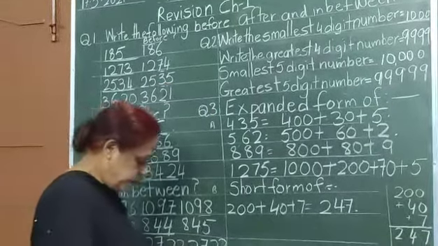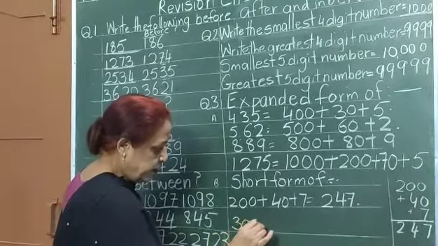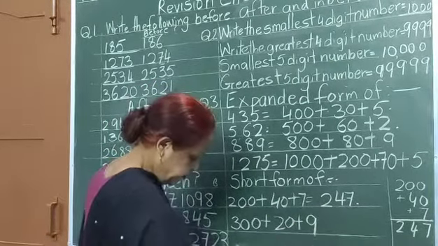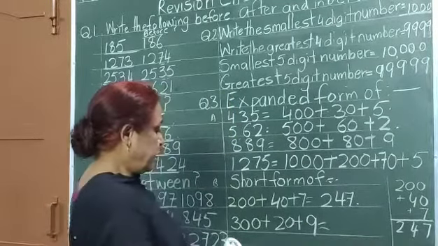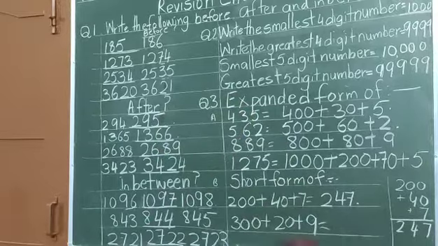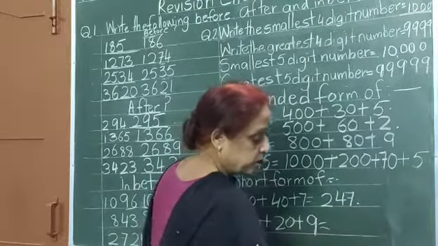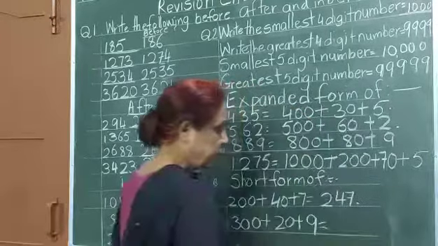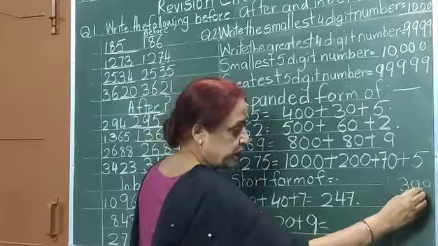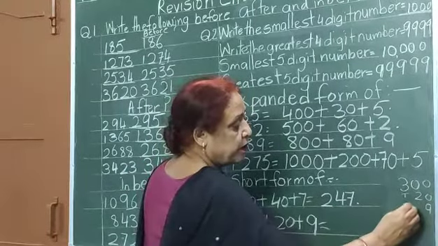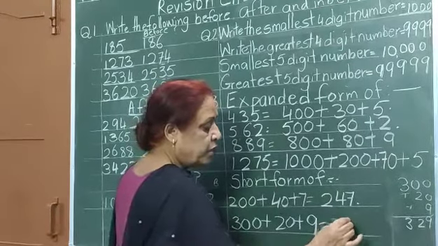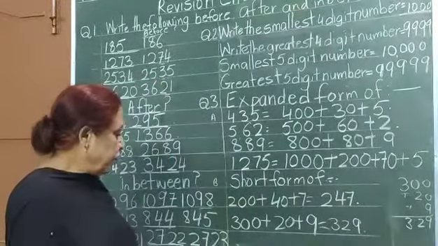Okay, we'll do another sum. 300 plus 20 plus 9. Okay. Now, how will we do it? Same like this. The answer is 329.